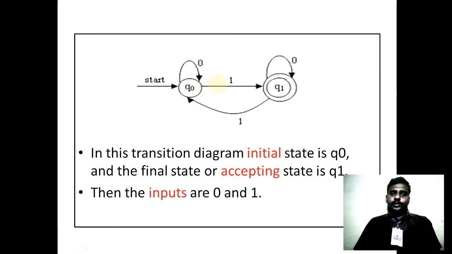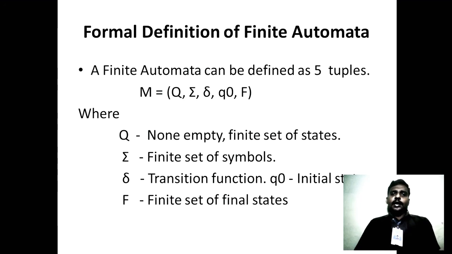q0 reads 1 and goes to q1. Like this we can represent. Like I told you, off state, on state. In off state, the fan reads the push input and goes to on state. In on state, the fan reads the push input and goes to off state. Like this you can understand the basic finite automata model. Can you understand? Right.